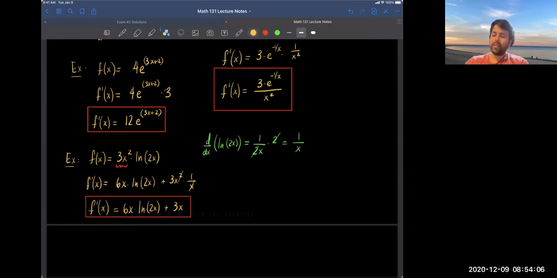So all the differentiation rules that we've discussed, the product, the quotient, the chain rule, they always will come back. But now we're including these new differentiation rules for exponential functions and for logarithmic functions.